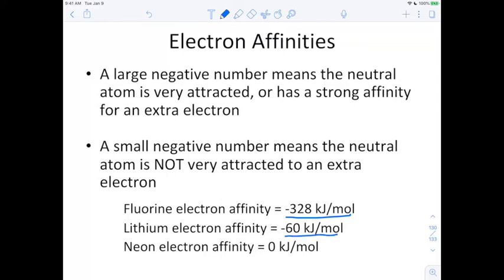Lithium, on the other hand, does not particularly want an electron. It'll still give off a little bit of energy, but it's kind of like, oh, okay, you want me to take an electron? Okay, I guess I can do that. Neon is like, hell no, I'm not going to take an extra electron. So the larger that negative number, the more it wants the electron. As if that fluorine was a real living person, it is more interested in the electron.